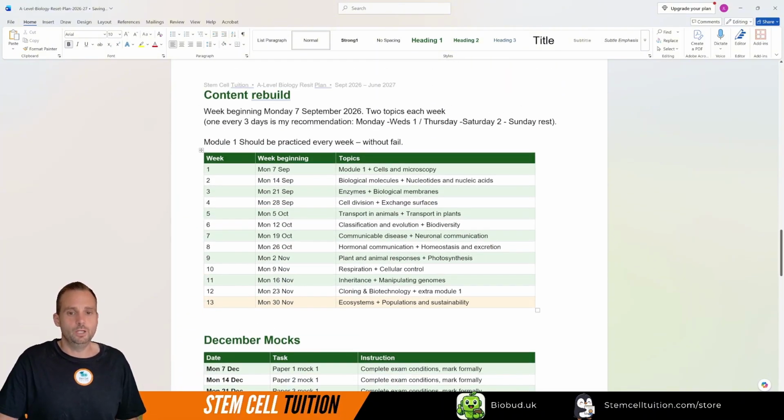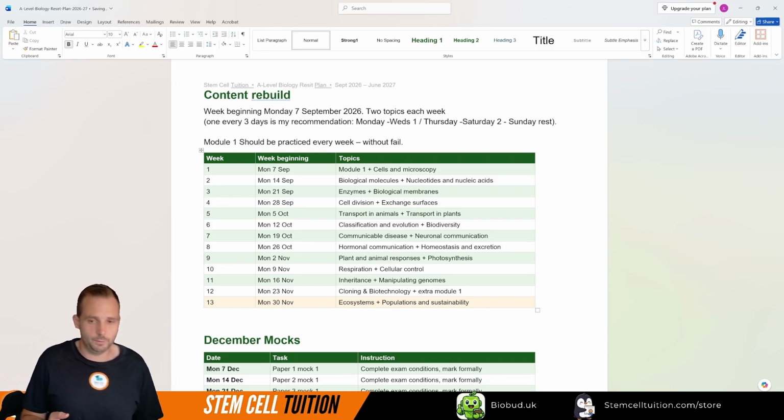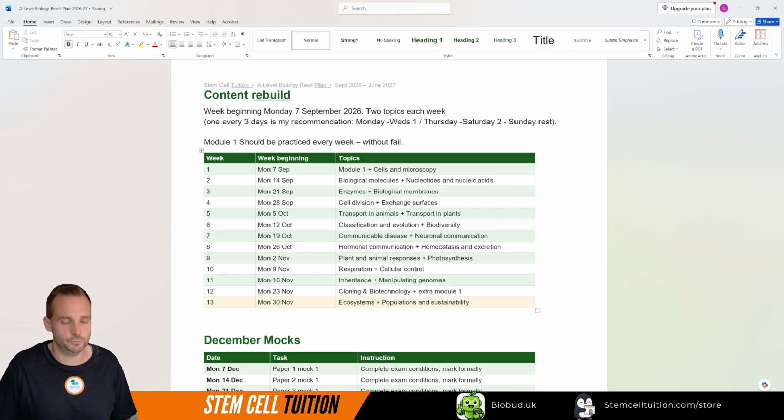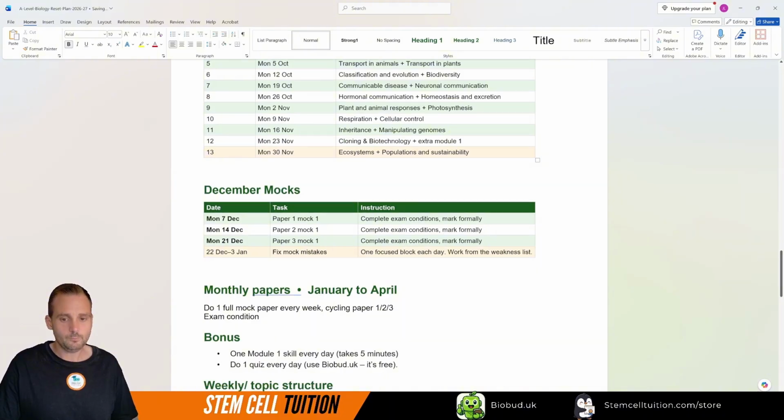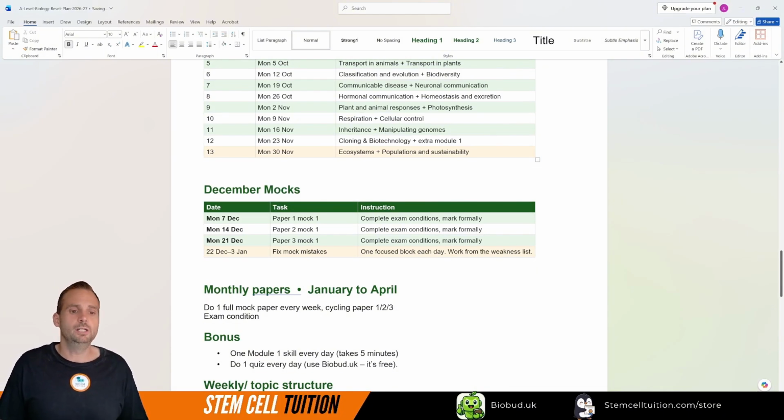Okay, so topics, you don't have to do it this way. It's just a suggestion for the topics. Start with some module 1. I'll provide you with this. Do cells and then start to work on, I've kind of slowed the first few weeks, biological molecules and DNA is a big topic. Then try and start hitting 2 a week, every week, all the way till the end of November. Then do your set of mocks.